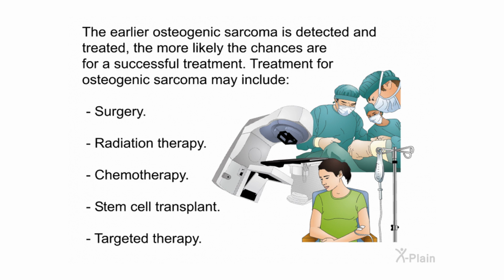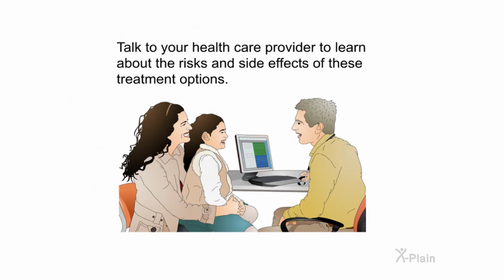The earlier osteogenic sarcoma is detected and treated, the more likely the chances are for a successful treatment. Treatment for osteogenic sarcoma may include surgery, radiation therapy, chemotherapy, stem cell transplant, targeted therapy. Talk to your healthcare provider to learn about the risks and side effects of these treatment options.